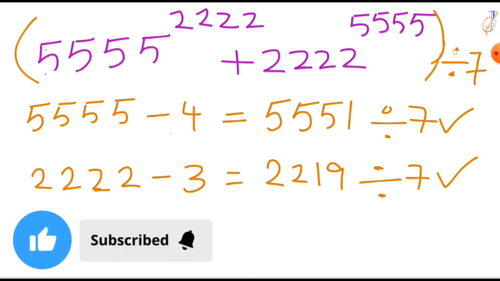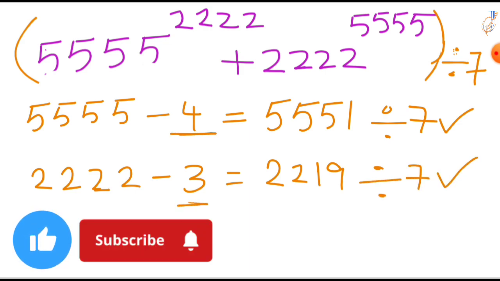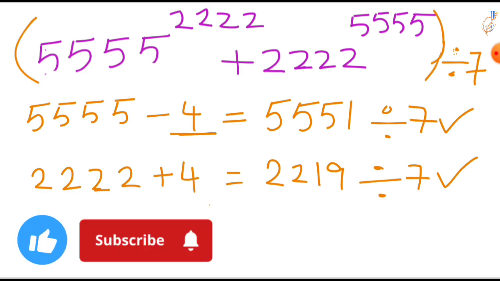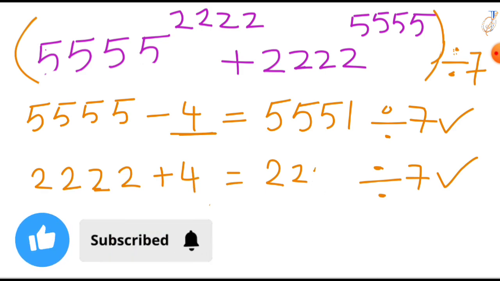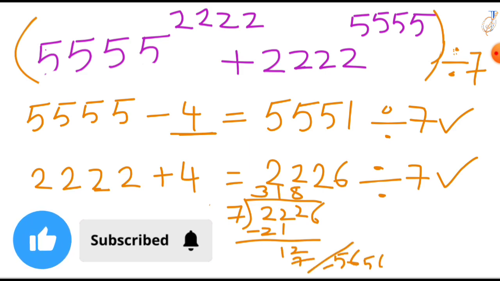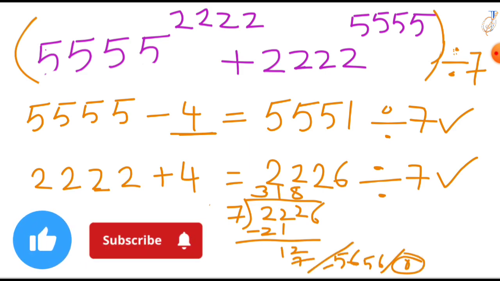But here we have 4 and here we have 3. See, these are different numbers. To make them the same, we just add plus 4. Then we get 2226, and 2226 is completely divisible by 7.